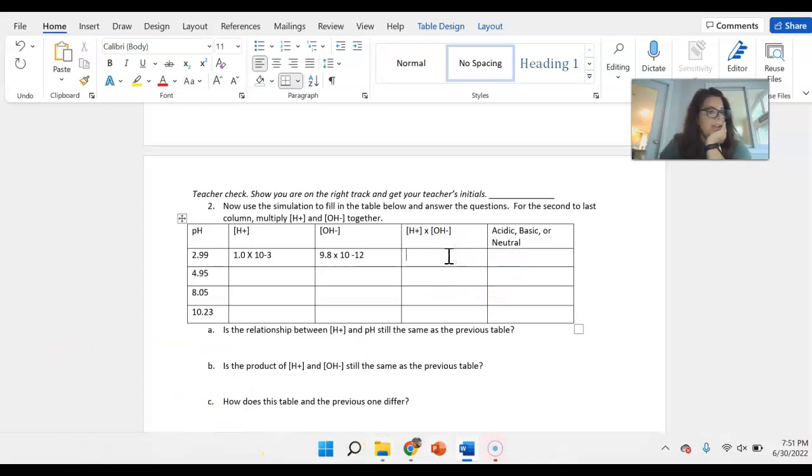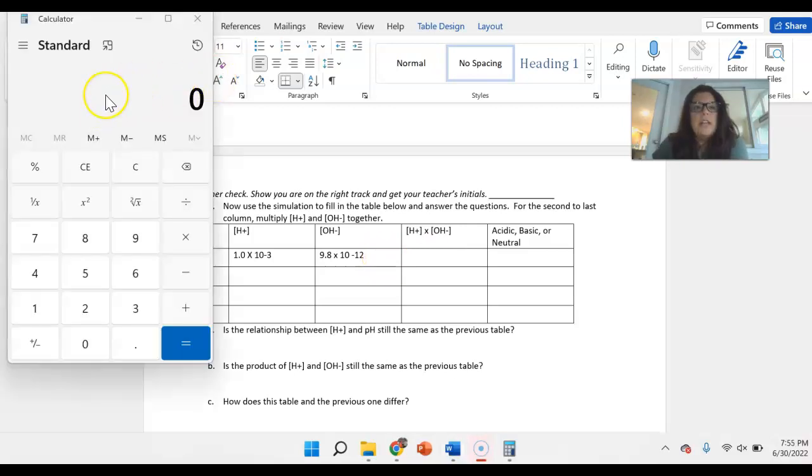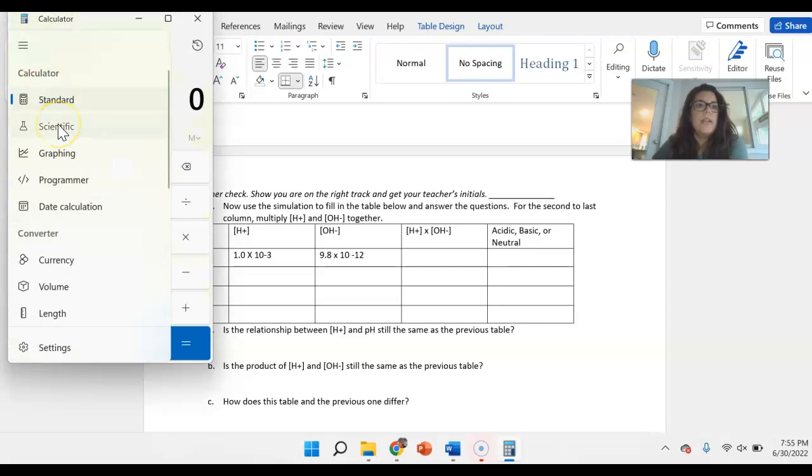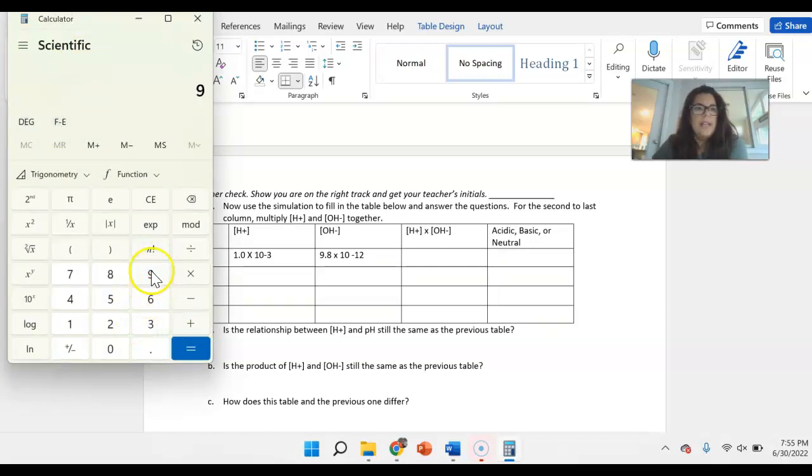So really what you're going to do here is multiply these across. You can just pull your calculator up on your computer if you want, or else use your own. Depending on which you're using, these functions will all look a little different. Obviously after the last unit you should know how your calculator works. But go to scientific, and then you would take 9.8 times 10 to the negative 12, and we're going to multiply that by 1.0 times 10 to the negative 3, and we're going to end up with this number here.